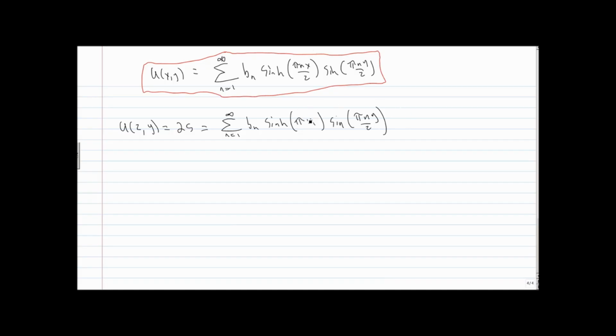Okay, so I plugged in 2 for x here. So what's this here? This doesn't have a variable in it, so this is just a number here. So I'm going to divide both sides by the hyperbolic cosine function here, and you can see that what's left over is the Fourier sine series of this guy here.